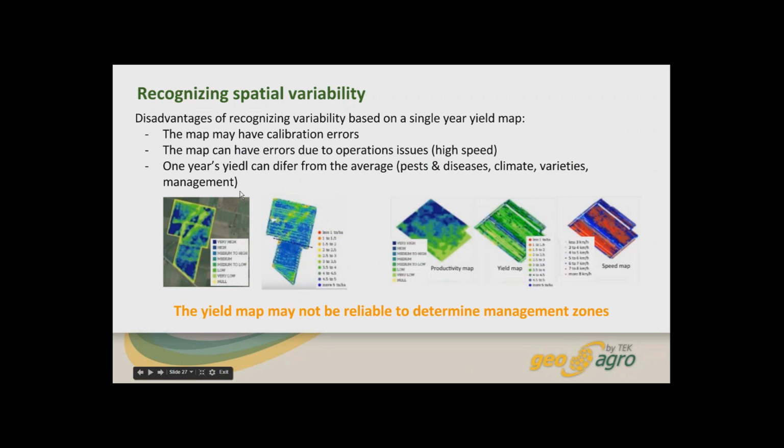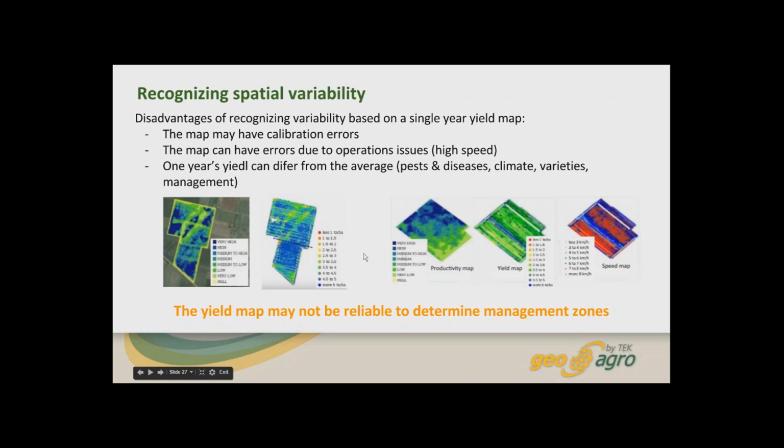Now, something to consider is that there are some disadvantages to recognizing variability based on a single year. We need to have more than one year. That's why we use more than one year of remote sensing based imagery. The map may have calibration errors. The map can also have errors due to operational issues, such as high speed. Also, one year's yield can differ from the average due to pests and diseases, climate, varieties, and management.